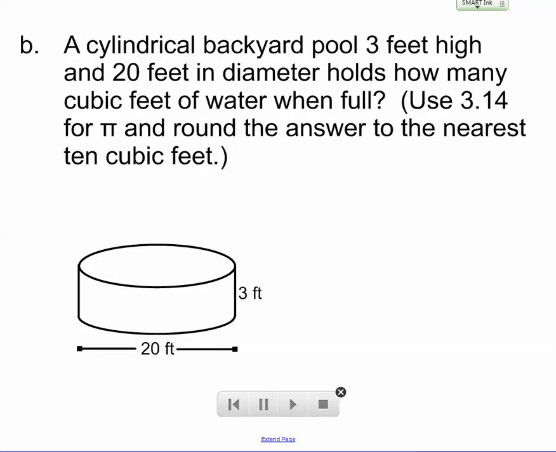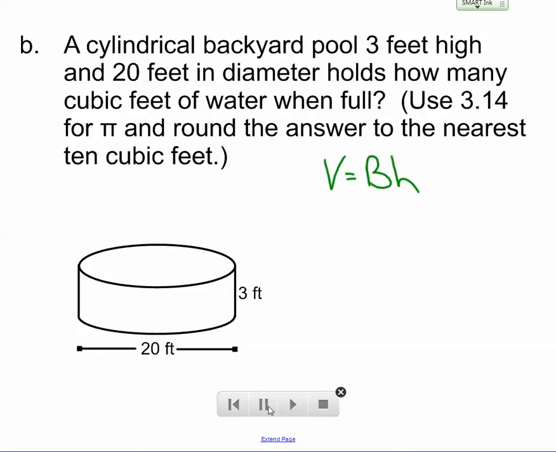All right, let's do it again. Now, this time we have a cylinder, but we can use the same formula for a cylinder because it's really the same thing. We've got a circle on the top and the bottom, and then we've got a distance between them. So, a cylindrical backyard pool, 3 feet high and 20 feet in diameter, holds how many cubic feet of water when full? They're asking us the volume of this pool. Okay, so we're going to use 3.14 for pi, and we're going to round the answer to the nearest 10 cubic feet. Okay, so volume is the area of the base times the height of the prism.